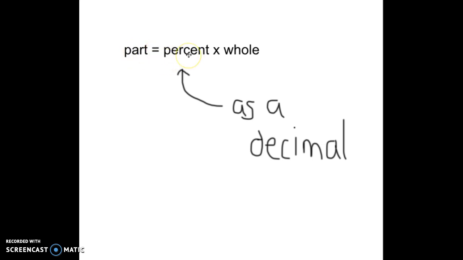We have the percent, except this time, instead of putting it over 100, we're going to write it as a decimal. And finally, we have the whole amount, or the original price. It basically works the same as percent proportion, it's just in a little different form.